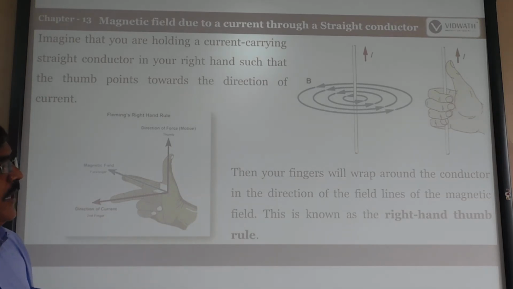Then your fingers will be wrapped around the conductor in the direction of the field lines, the magnetic field. This is known as the right hand thumb rule. So what do we call this? Fleming's right hand rule. Fleming's right hand rule is stated as: when the three fingers are stretched in the right hand, the thumb indicates the direction of the force, the forefinger indicates the magnetic field, and the middle finger indicates the direction of the electric current.